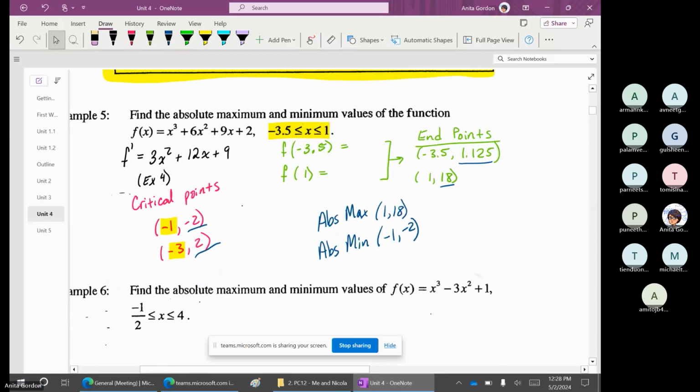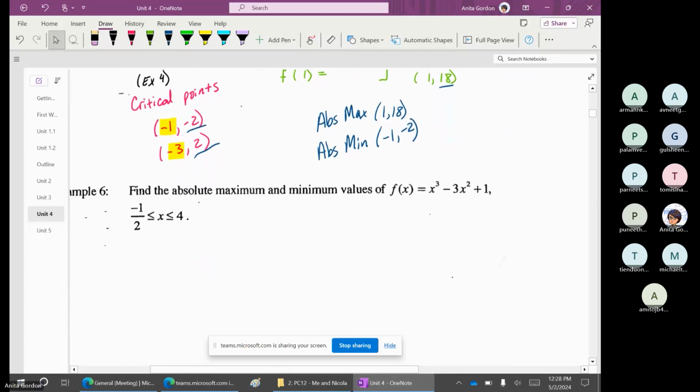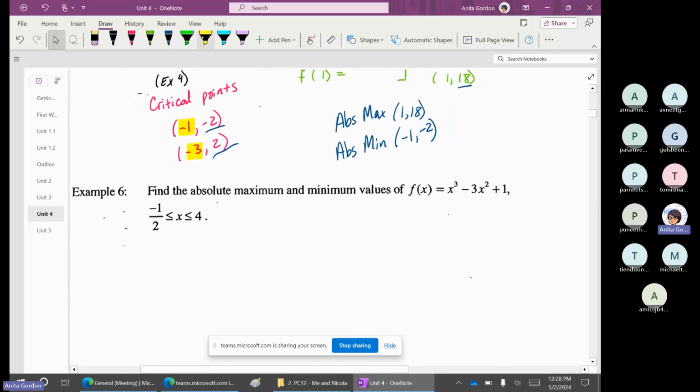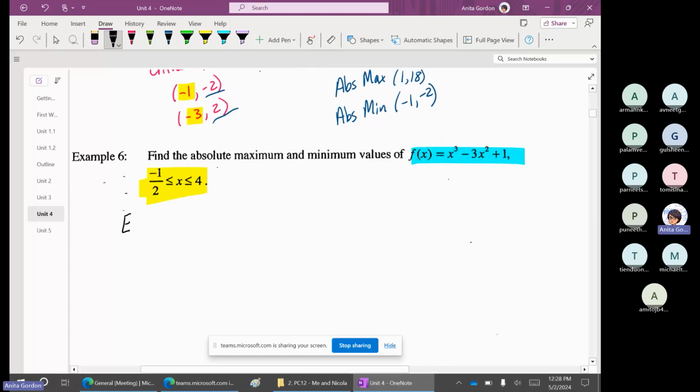Okay, example 6. New function. Again, a cubic. You have a new interval. So again, we want to compare endpoints versus critical points.